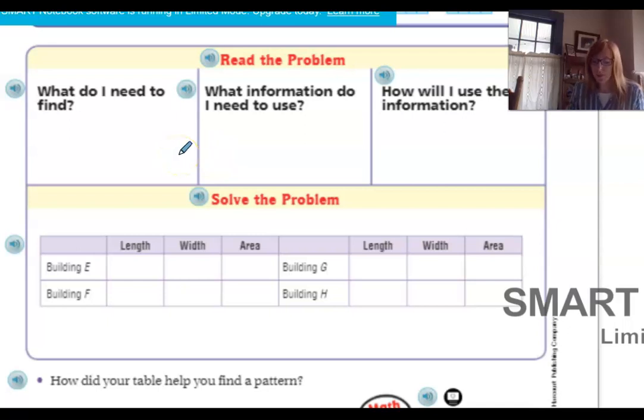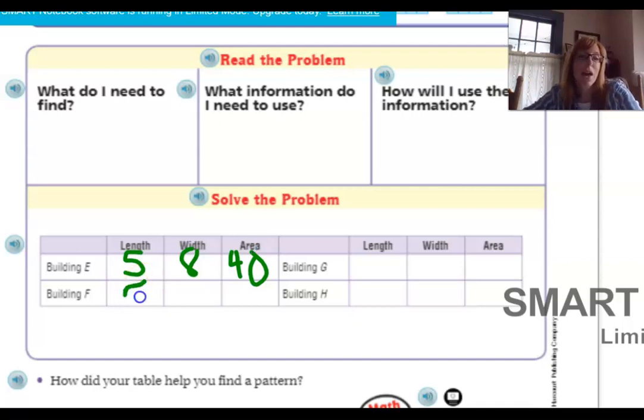Okay? And so building E is 5 feet. Hopefully you're writing 5 feet. And the width is 8. And so we know that we're doing area, so it's length times width. So 5 times 8 is 40. Now this is why I keep telling you to practice your multiplication, because it's going to come up all the time, okay? So you are multiplying 5 times 8, and that's 40. You're writing square feet though. Remember, you're writing that down.